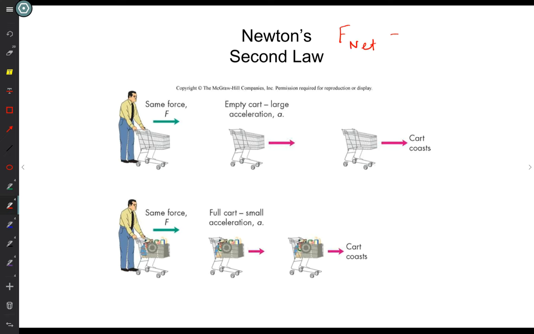And the second law, which is super important in all of physics and astronomy, says the net force on an object is equal to its mass times its acceleration. Or the acceleration of an object is equal to the net force acting on it divided by its mass.